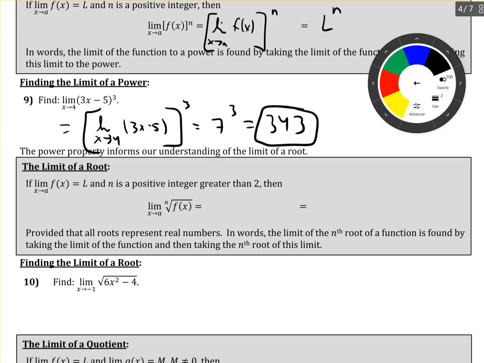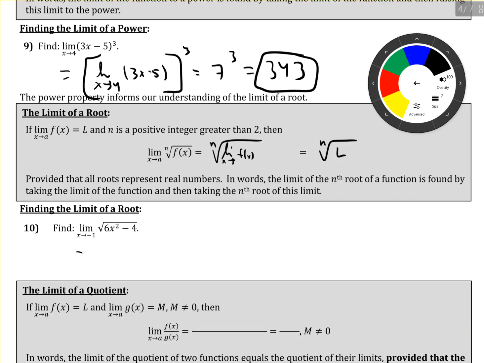And similarly, this works the other way. Basically, one way of thinking of these rules is that the limit commutes with powers. So this is equal to the square root of the limit as x goes to -1 of 6x squared minus 4. And so I can figure out what that limit is, right? That's a polynomial. I can plug it in. I get 6 minus 4, which is 2.